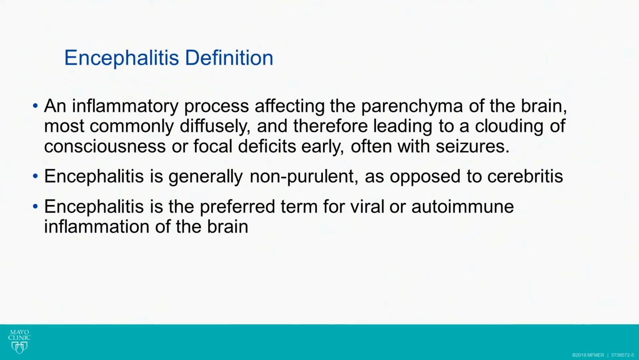So just to talk about encephalitis as a definition first, I think it's important, from a pathological viewpoint, to define what we mean. Encephalitis is inflammation of the brain, but that can be distinguished to some degree from a pathological state of something that causes purulence. If it causes purulence, we generally tend to refer to that as cerebritis. And so encephalitis is the preferred term if we're talking about viral or immune inflammation of the brain that generally, at least at a gross pathological level, is not associated with a purulent reaction.